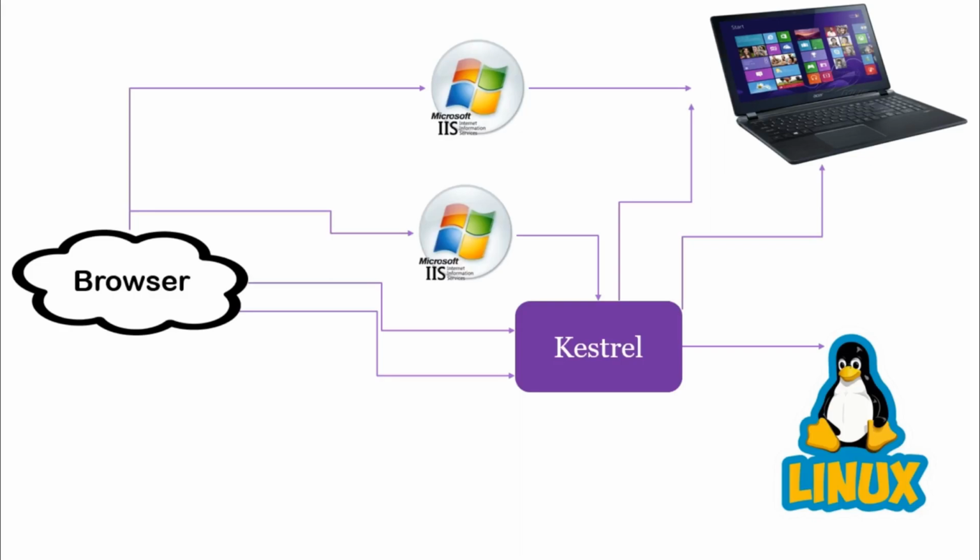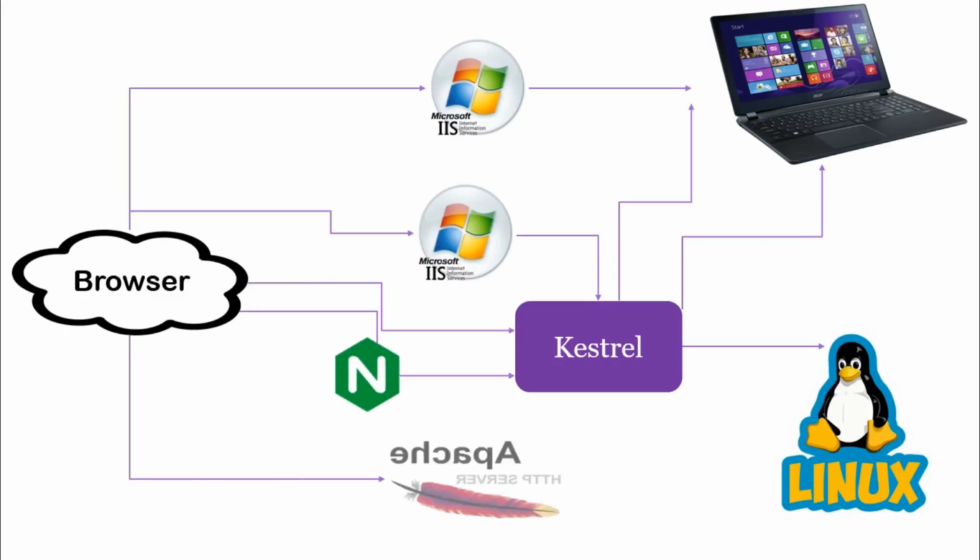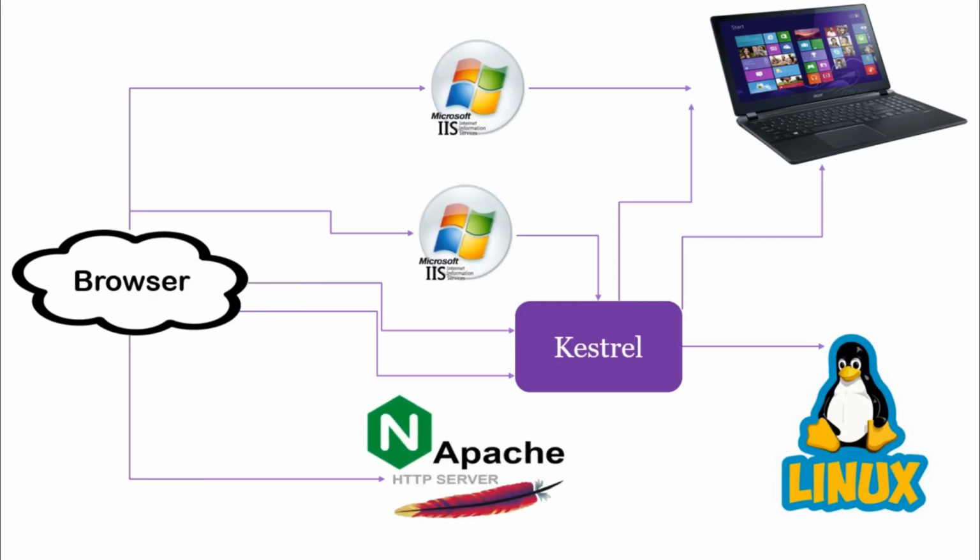But the problem still continues. We know Kestrel is not a full-blown web server. So what will we do? When the request comes, we will put Apache or Nginx or a similar full-featured web server, which will receive the request, validate it and pass it to Kestrel. Then Kestrel communicates with your application. Simple, extremely simple. I hope you understand these approaches.